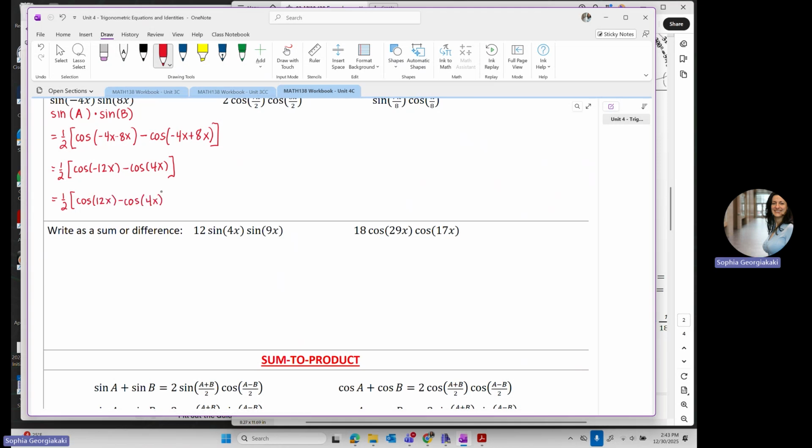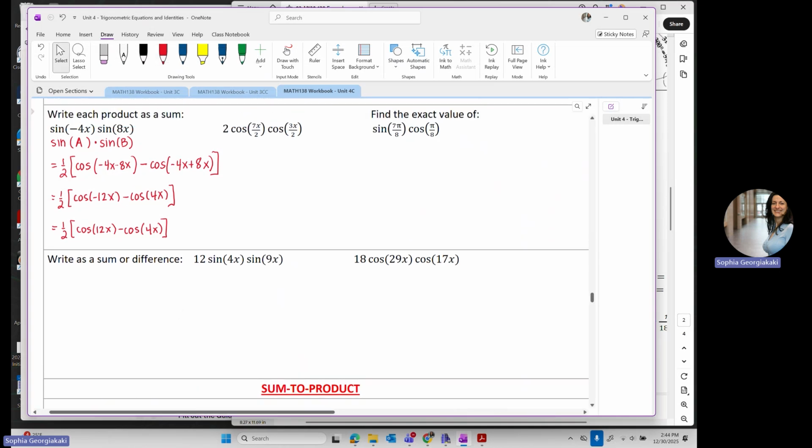Now pay attention to this 1/2. 1/2 goes to both of those trigonometric functions. So if you want to distribute, it has to be 1/2 cosine of 12x minus 1/2 cosine of 4x.